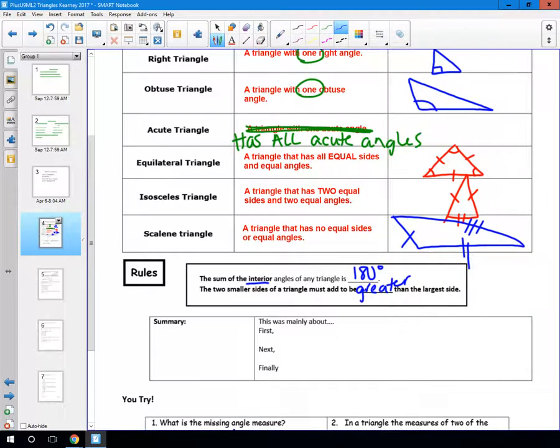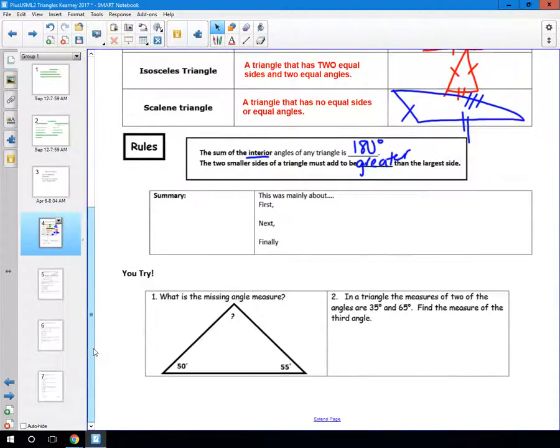So let's go down to, say, this number 1 here. Okay, we've got a triangle, and we've got to find the missing angle. So for these problems today, you're going to need to figure out first, is this an angle problem or is it a side problem? And clearly this is talking about the inside. So we're talking about the angles.